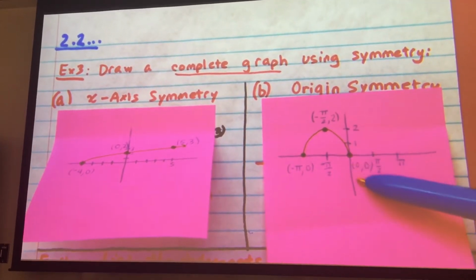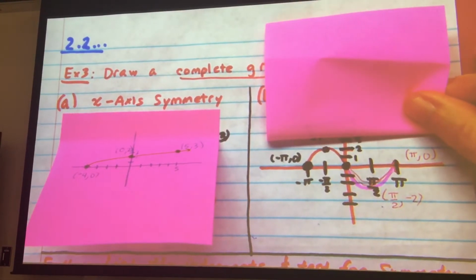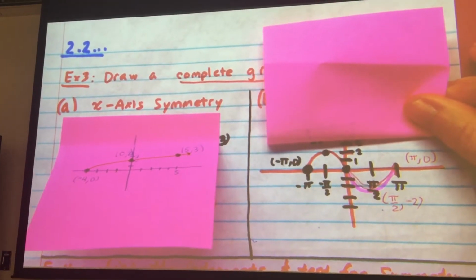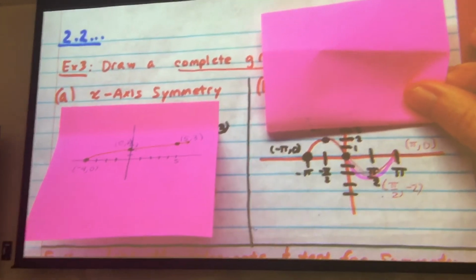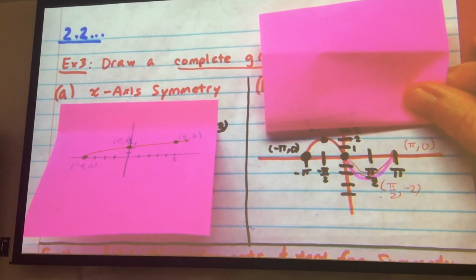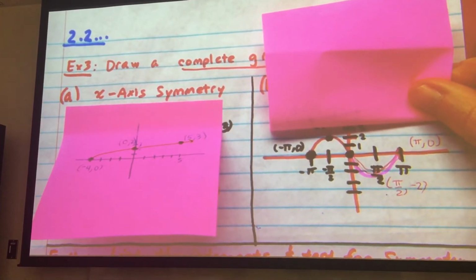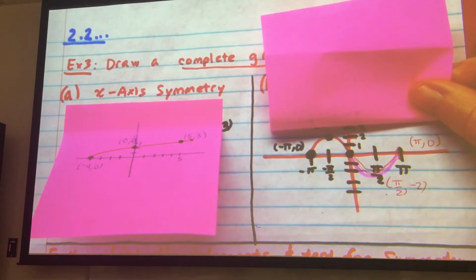So we're ending up with a curve like this, aren't we? And that's what I drew here. The rest of my graph: (pi over 2, -2), and (pi, 0). So we've showed off our origin symmetry there. That's actually not half, that's part of a sine wave that's been flipped over. So you'll study that in trigonometry if you care.